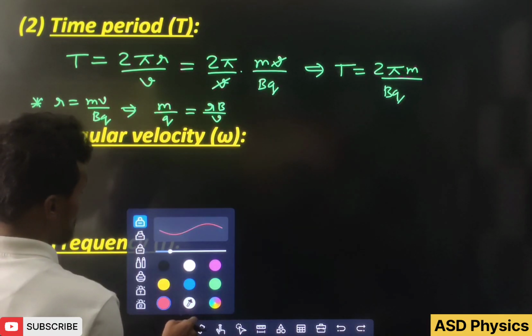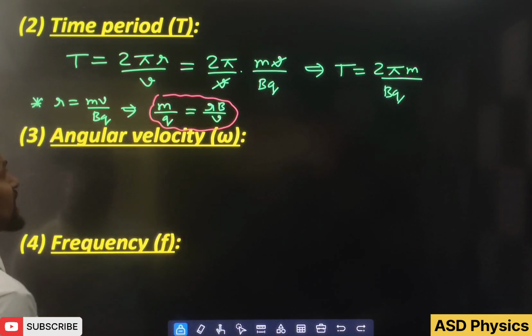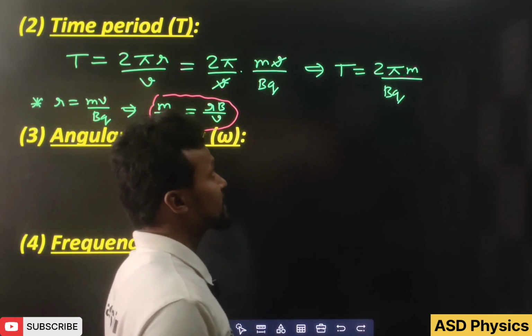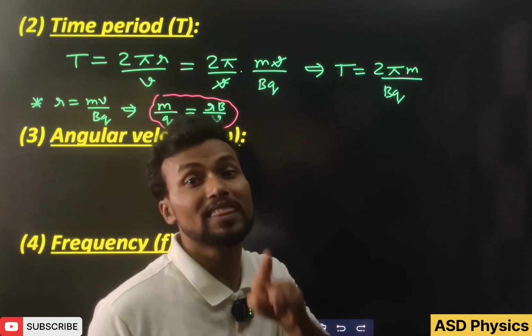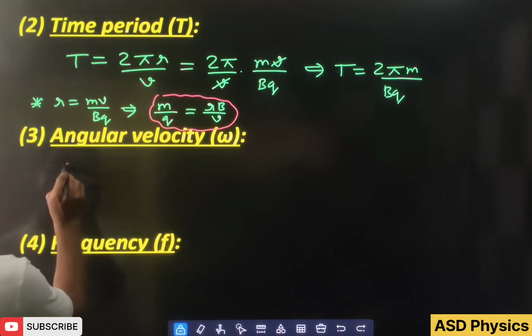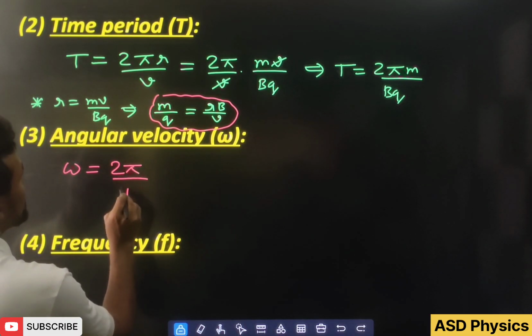Okay. This is very, very important. Why? Because here, without changing the mass and the charge of the particle, R and V value cannot be changed. That's why we used to say that this time period is independent of the radius and the speed of the charged particle. After that, if I talk about the angular velocity, this used to be omega equal to 2 pi by capital T.